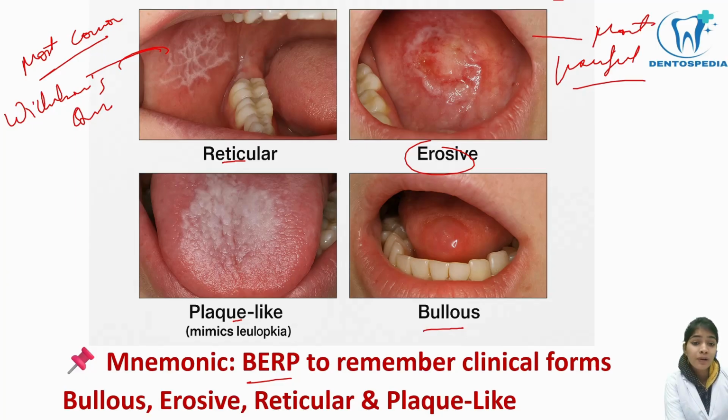See, there will be burning sensation and pain while eating spicy or hot food. So erosive lichen planus has a slight risk of malignant transformation to squamous cell carcinoma. Understood?